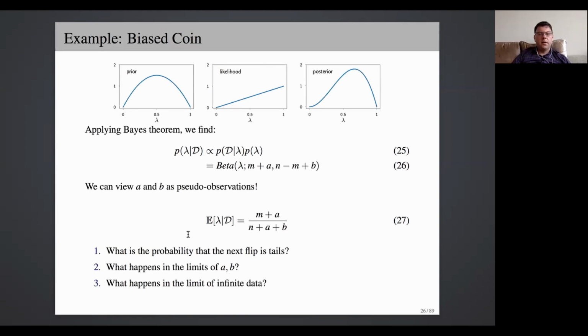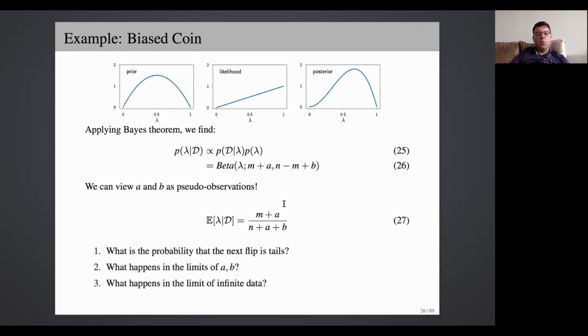And so applying Bayes' theorem, we can find our posterior, which will be beta distributed with parameters m plus a and n minus m plus b. And so we can actually view a and b, the parameters of the beta, as pseudo observations of the flips. And here we have our predictor, the posterior expectation over this parameter, (m plus a) over (n plus a plus b). And I'd like to consider 3 different questions here.